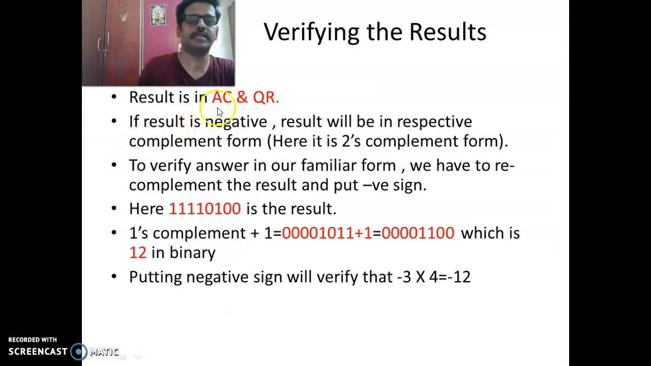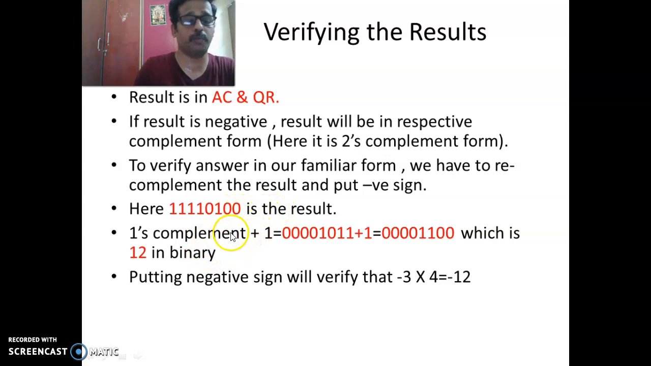Here the result is in AC and QR. If the result is negative, the result will be in complement form. I have already told that it is in 2's complement form. To verify the answer in our familiar form, we have to recomplement the result. Here we need to perform the 2's complement on the result. Our actual result, that is 4 1s followed by 0 1 0 0, is our result. We need to find the 2's complement.